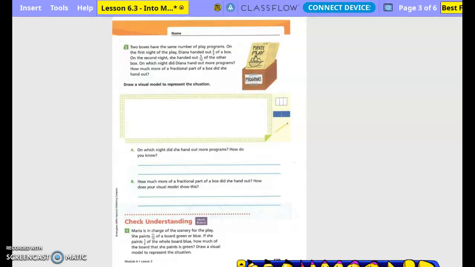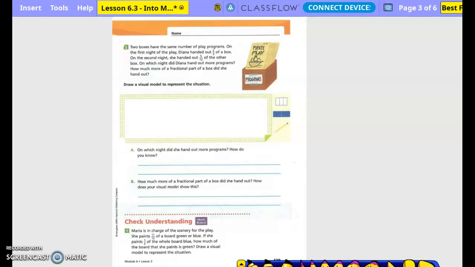Two boxes have the same number of play programs. On the first night of the play, Diana handed out 2/3 of a box. On the second night, she handed out 5/12 of the other box. On which night did Diana hand out more programs? How much more of a fractional part of a box did she hand out?